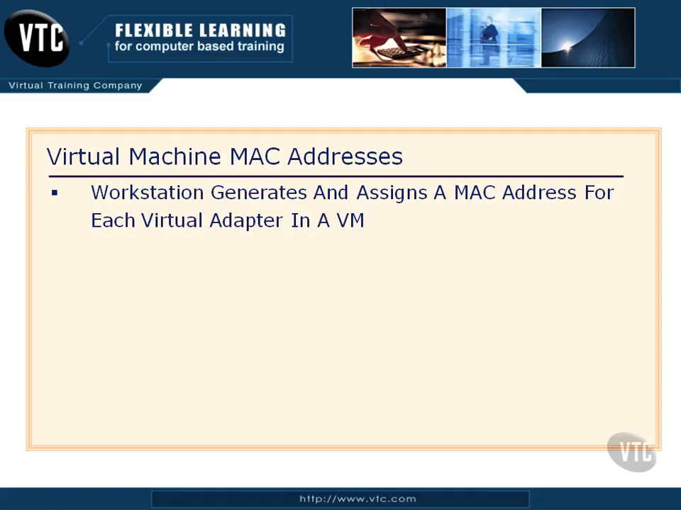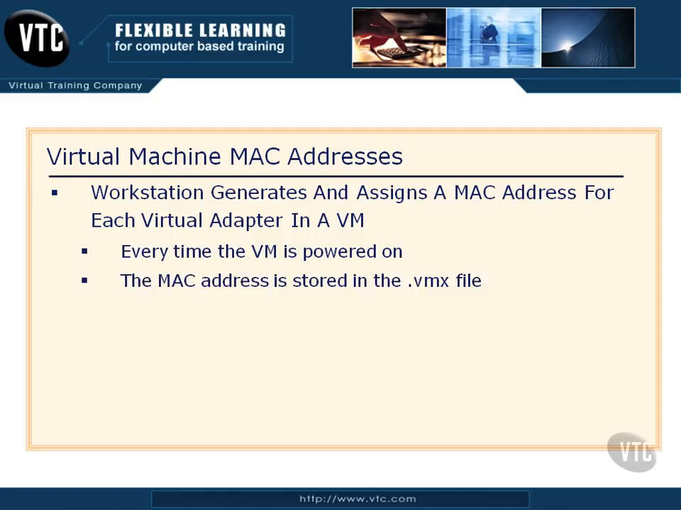The one in this course that we've been playing with the most is the XP Professional Virtual Machine. If you remember back a few videos ago, I went in and added a second adapter and did some modifications to it. Well, each one of those adapters now has a MAC address assigned to it. Now, every time the virtual machine gets powered on, Workstation is either going to generate or assign a MAC address. Now the MAC address, the first time it's generated, is stored in the .vmx file.